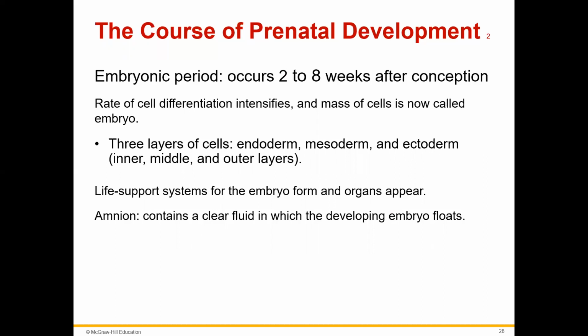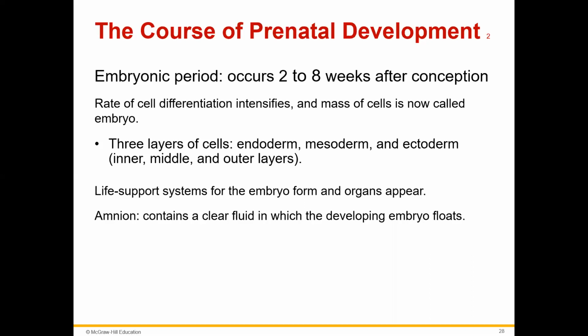The middle layer is the mesoderm. They both start with M, middle, meso. This becomes your circulatory system, your bones, your muscles, and your excretory and reproductive systems. And finally, you have the endoderm, which is the inner layer. They both have an N. I always remember that, endo, inner. And this becomes your digestive and respiratory systems. So the cells are taking on different functions in these 3 layers.